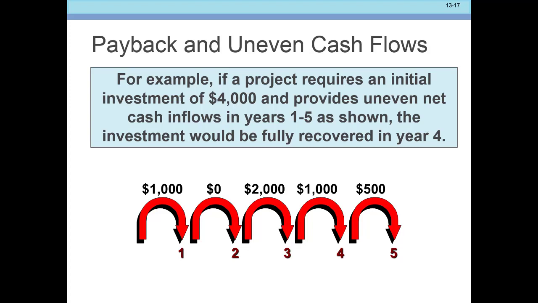So if the company thought that they shouldn't accept an investment unless it will pay back in 3 years, we would reject this, wouldn't we? If the company's policy was 5 years, we're all in on this, right?